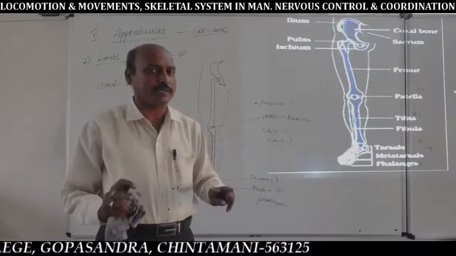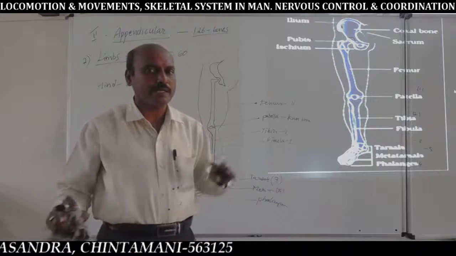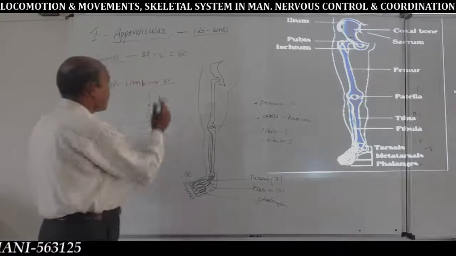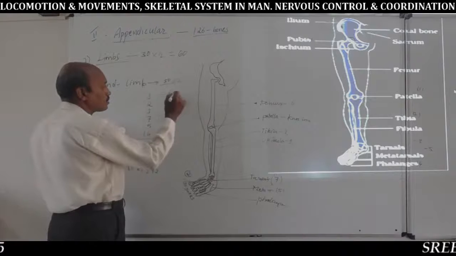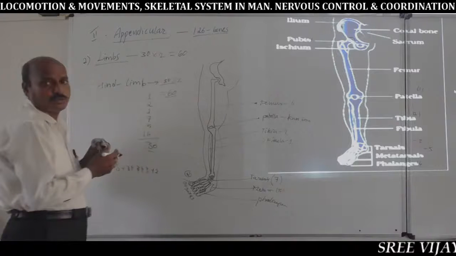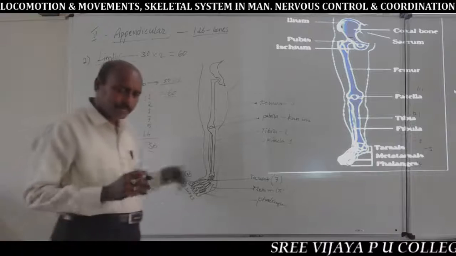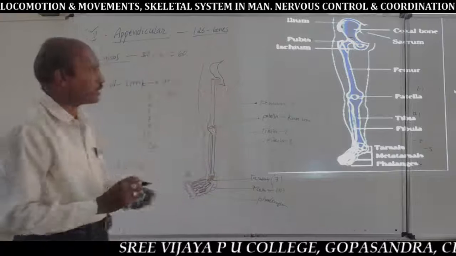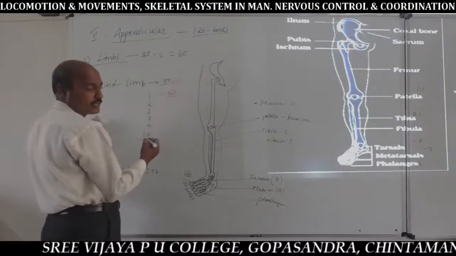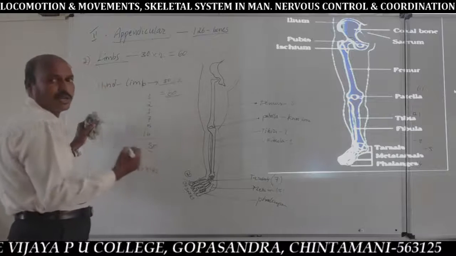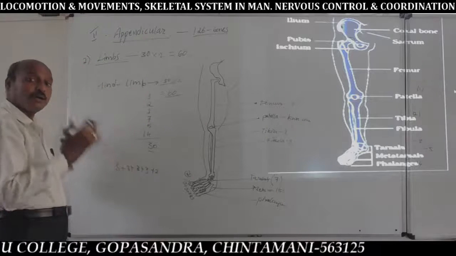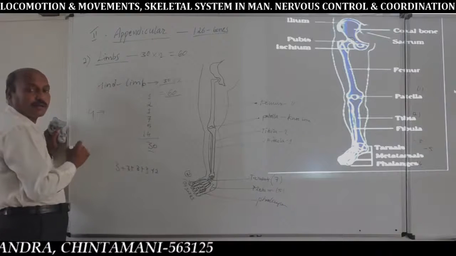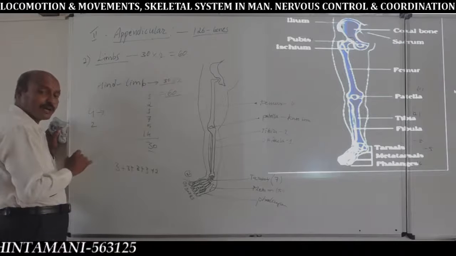So here 2 hind limbs are there, 2 legs, that is right and left leg. Each leg has 30 bones, 30 into 2, that is equal to 60 bones. So you should remember this point: in the limbs, 120 bones are there. Out of 120, 60 bones are from the forelimbs and 60 bones from the hind limbs, and 6 are from the girdles. Out of 6 bones of the girdles, 4 bones are from the pectoral girdle and 2 bones from the pelvic girdle.